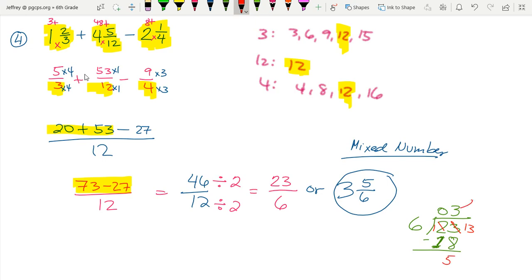So remember, your quotient, this answer 3 at the top, would be your whole number. That's what's here. See? 3. And then this is your remainder, which is your numerator. There you go. And then this will be your denominator. Okay?